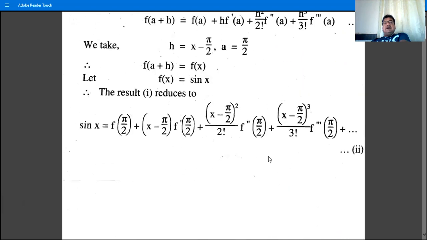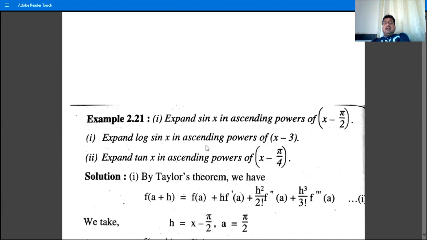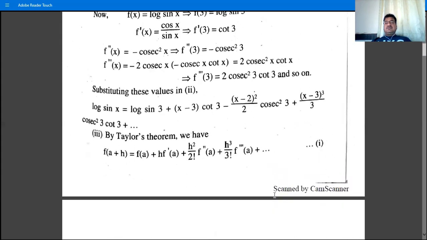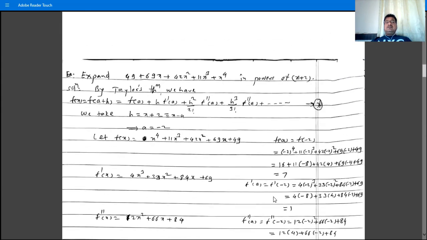So these are some examples on the Taylor's theorem. These are expansions in the ascending power. So if such a type of example, expand the function in ascending power of some bracket, some x minus a type function, then use the Taylor's theorem. So another example, expand this 49 plus 69x plus 42x square plus 11x cube plus x raised to 4 in powers of x plus 2.